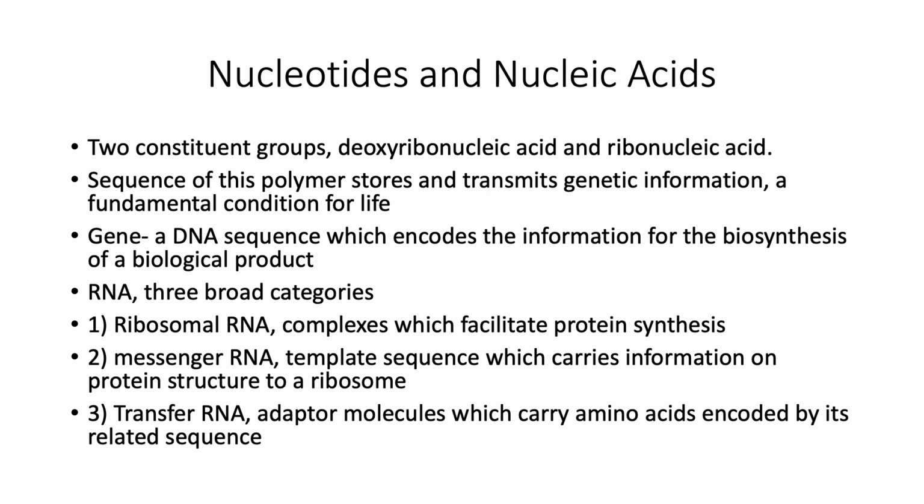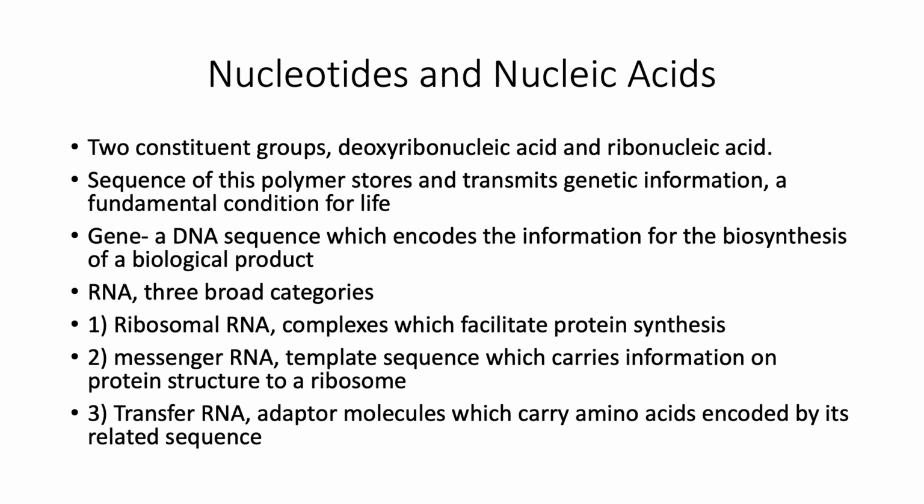We talk about a gene. A gene is a DNA sequence which encodes the information for the biosynthesis of a biological product. For ribonucleic acid, RNA, there are three broad categories. First is ribosomal RNA. These are complexes which facilitate protein synthesis.